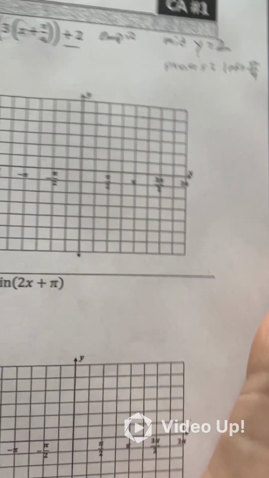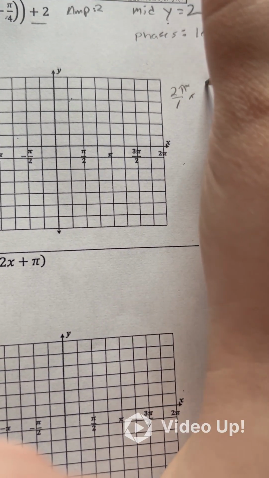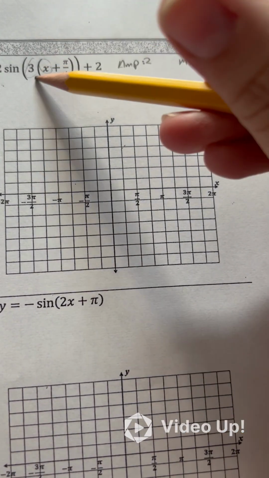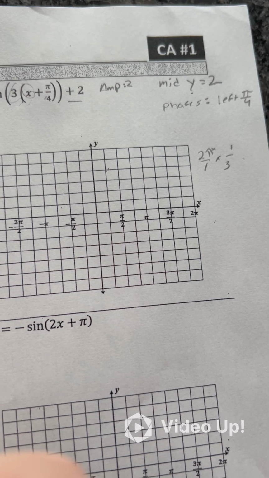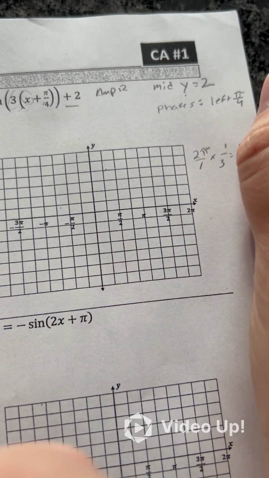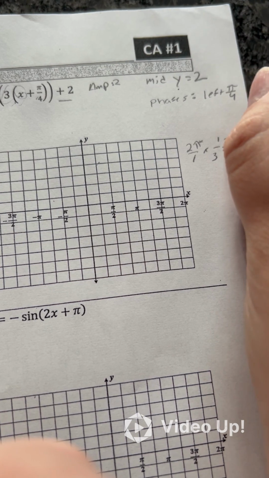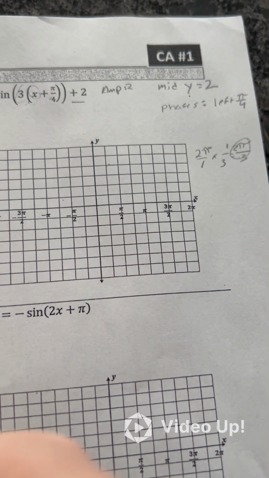And yeah, so let's find out what our period is. So we're gonna do 2 pi over 1 times 1 over 3, right? Because it's the reciprocal of this number. Keep, change, switch, whatever. So now our new period will be 2 pi over 3. I hate that. Whatever, we all hate that.